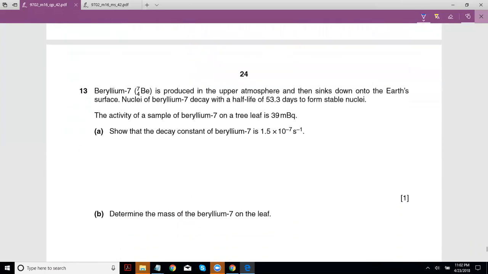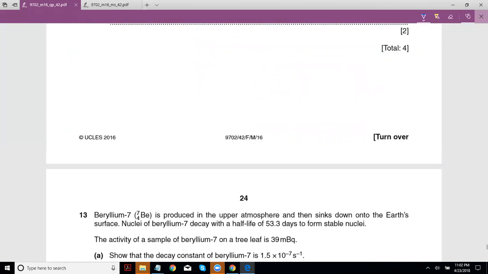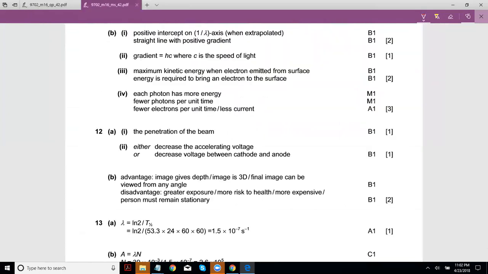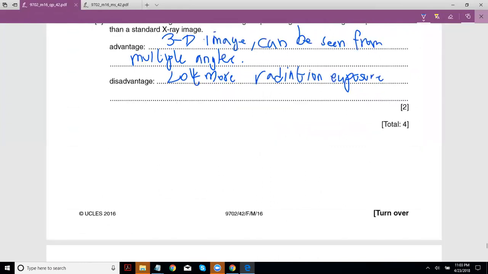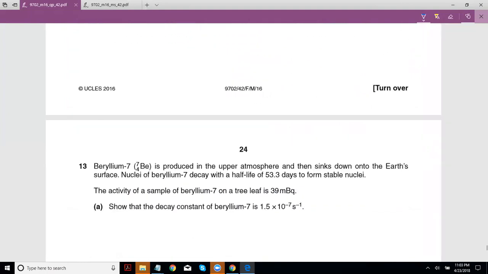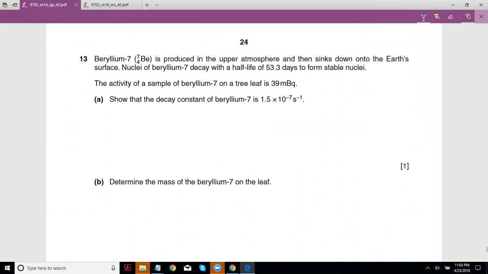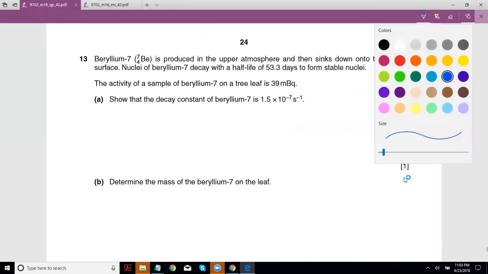Let's see the mark scheme for the last one. In these questions, the image gives depth. The image is 3D, which is good enough. Disadvantage: greater exposure, more risk to health, more expensive. Another disadvantage: the person must remain stationary until the whole 3D image is complete. How sad for the poor guy, to stand still for 2 minutes.